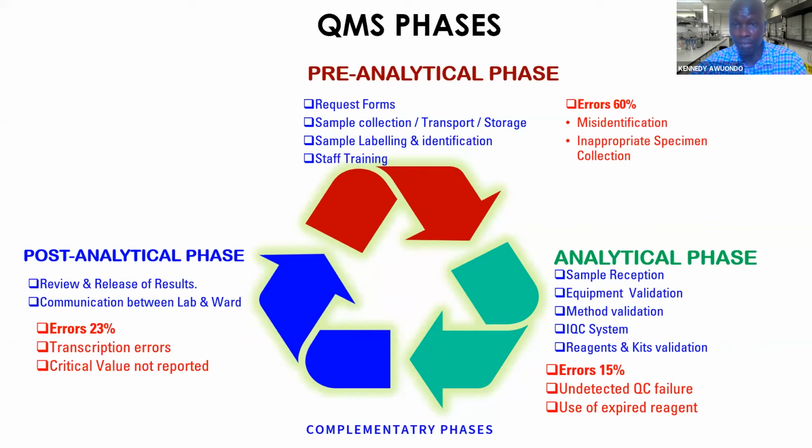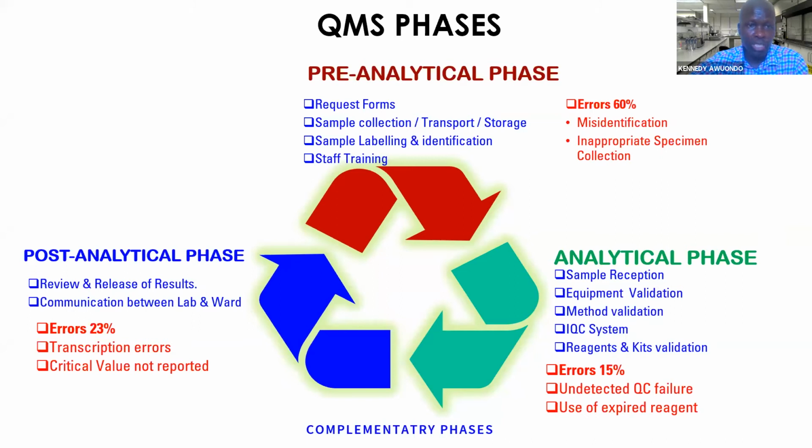Here in this phase, it involves sample reception, equipment validation, method validation, internal quality control system, reagents and kits validation, etc. About 15% of errors occur here, ranging from undetected QC failure to use of expired reagent. And there are few errors here because a lot of training has taken place in this phase, and therefore you expect fewer errors.